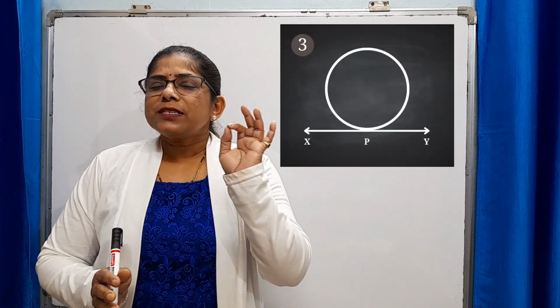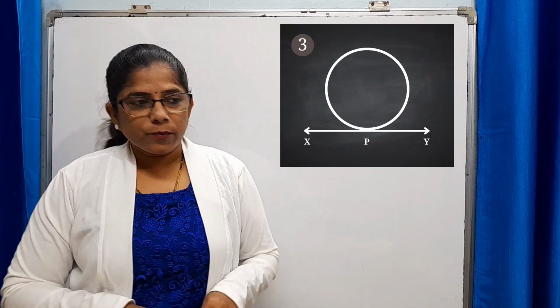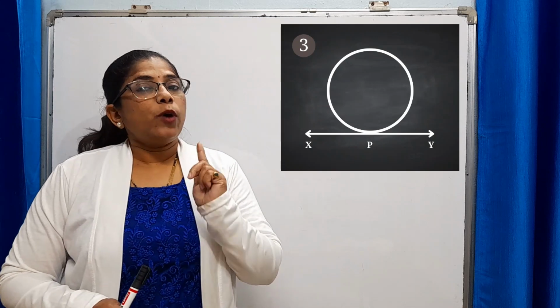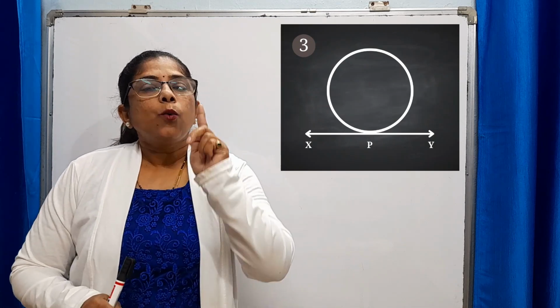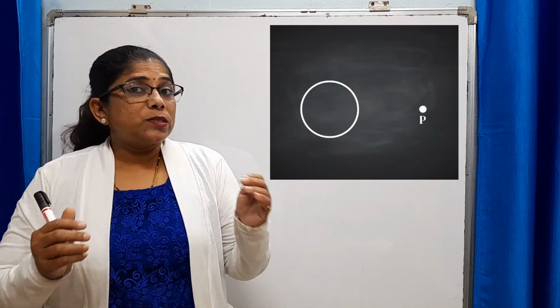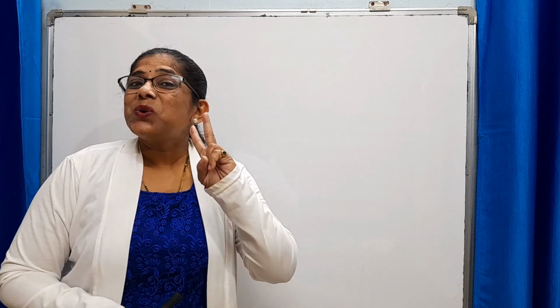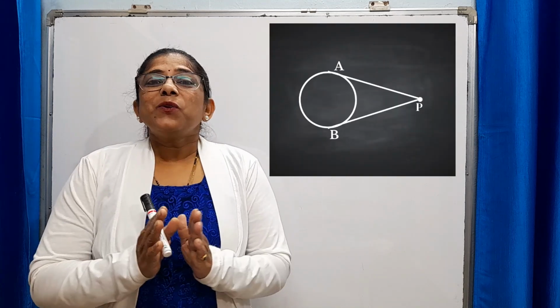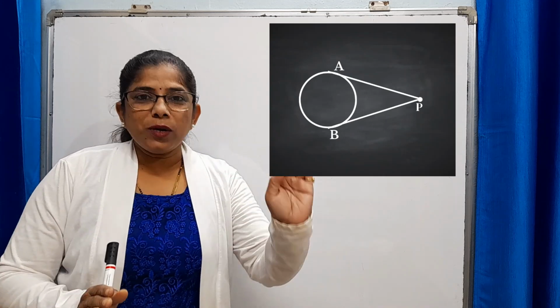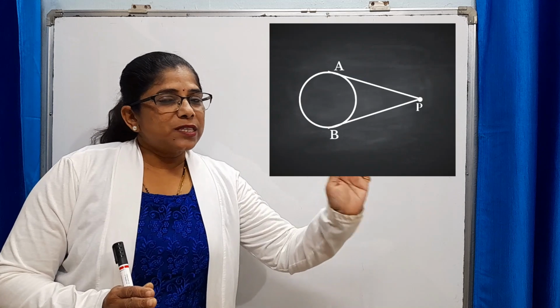Yes, what is a tangent? A tangent is the line which touches the circle at only one point. Now, if the point is on the circle, we can draw one and only one tangent. But if the point is outside the circle, means if it's an external point, from an external point we can draw two tangents. Yes, not more than two.